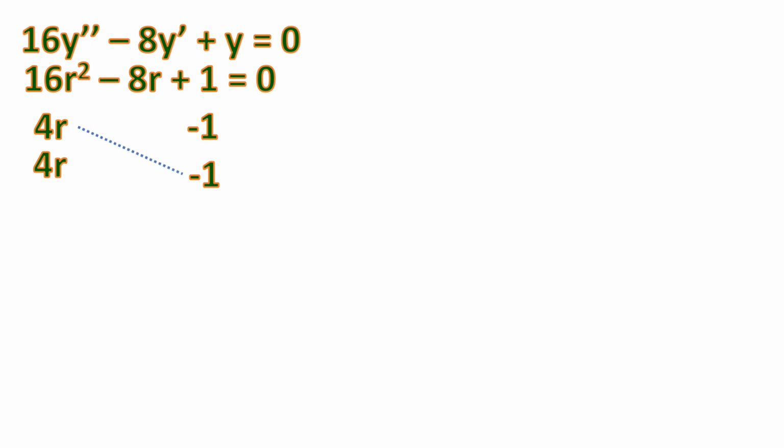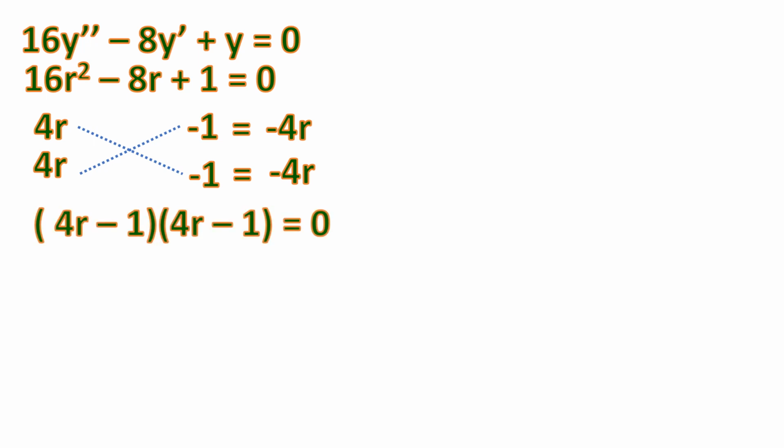So let's check if this pairing is correct. Let's cross multiply. This is negative 4r and also negative 4r. So if we combine them, that's negative 8r. The pairing is correct, and we're going to write the factors 4r minus 1 times 4r minus 1. You can write it also as the square of 4r minus 1 because it's the same. So equate both to 0. So 4r minus 1 equals 0. And transpose negative 1, so it's positive 1. And then divide by 4. So the first root is 1/4.